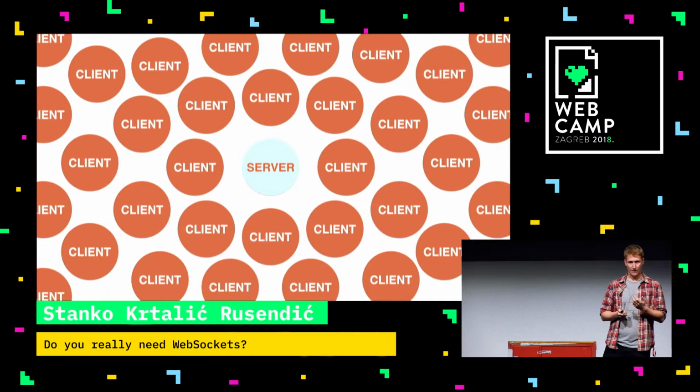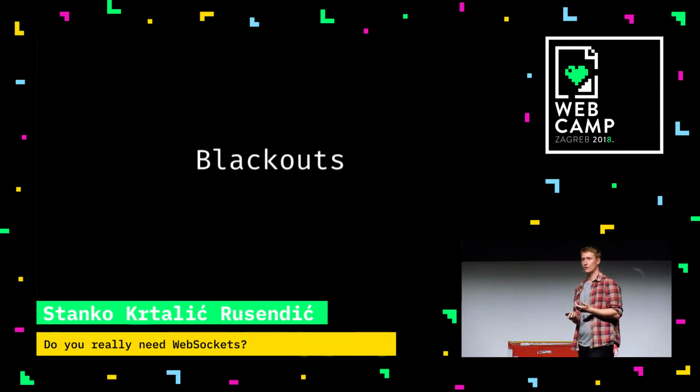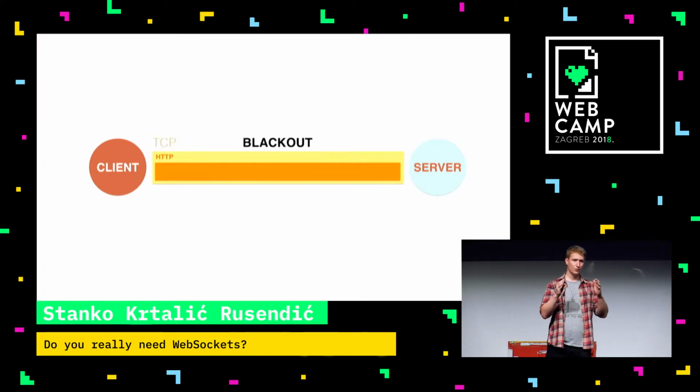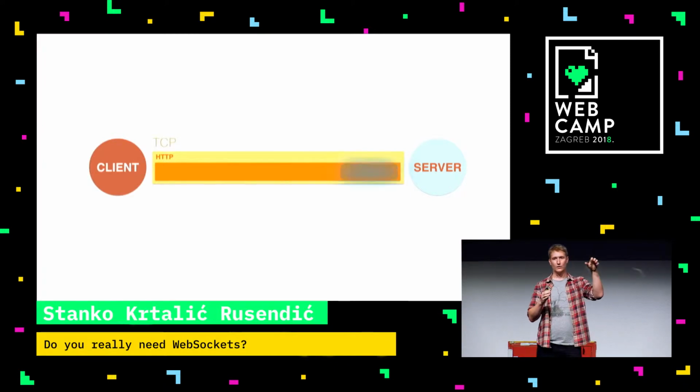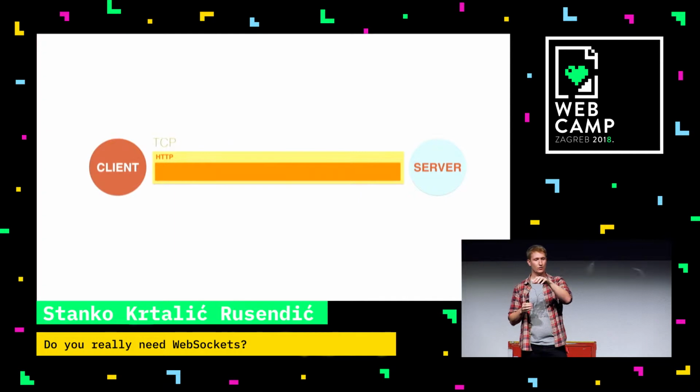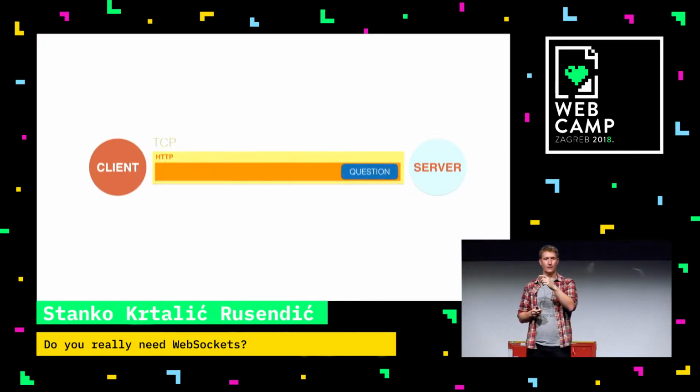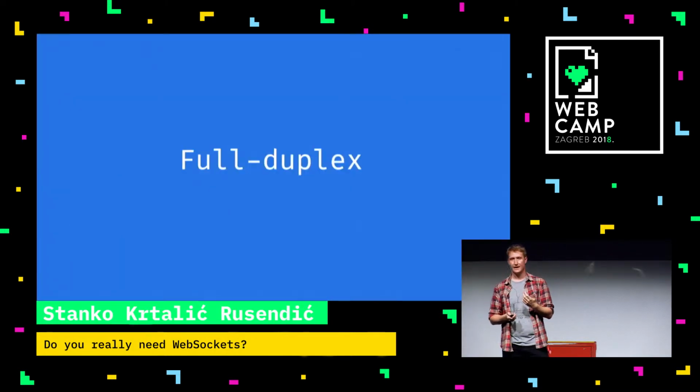Another problem which you might think of is blackouts. So what is a blackout? A blackout is the period between when the client asks for new data and the server responds. So basically, every time the client is waiting for data or is waiting to make a new request, it doesn't know if there is any data. This is called a blackout.